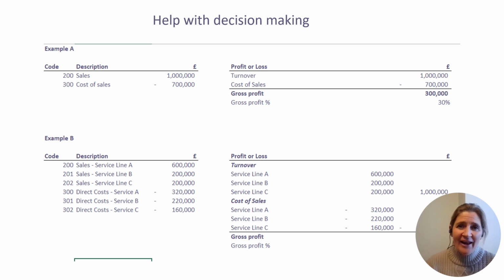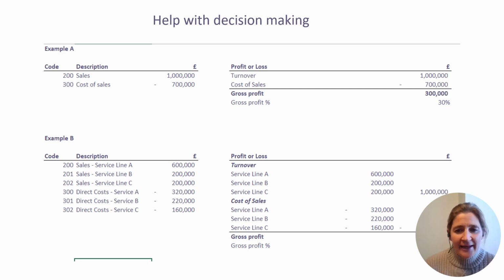However, if you've got a number of different service lines, then if it is possible to allocate the costs associated with those different service lines and split them out, it's far more valuable. So if we look at example B, where we've done this, you've then got different sales account codes for the 3 different service lines, A, B, and C. And then you've got 3 different account codes for their direct costs, so the cost of sales associated with those 3 service lines.